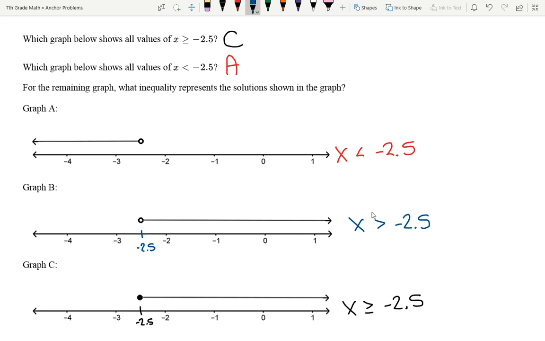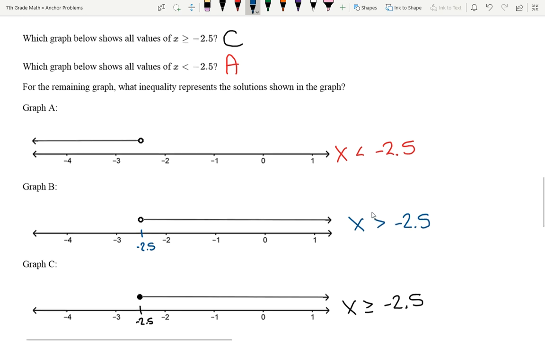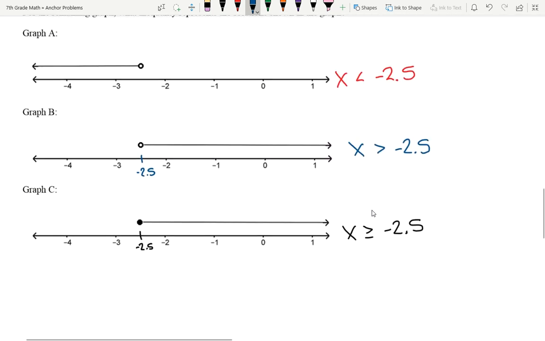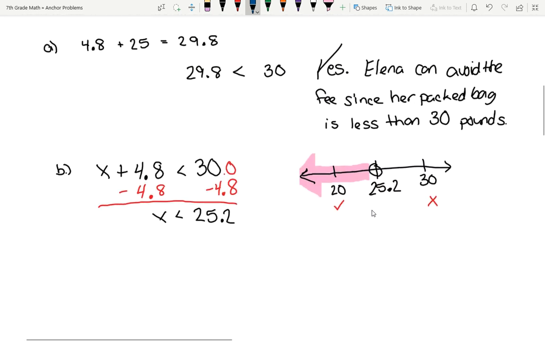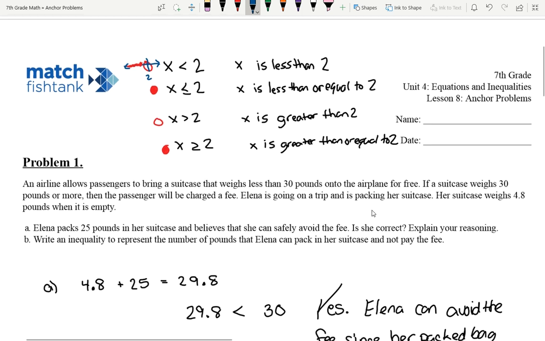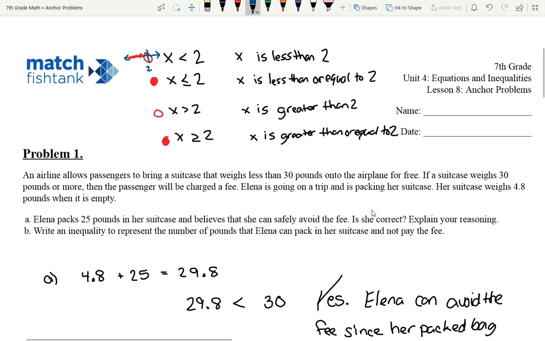So that's that graph. And believe it or not, that is it for these anchor questions in this 7th grade lesson for Unit 4, Lesson 8. Good luck.